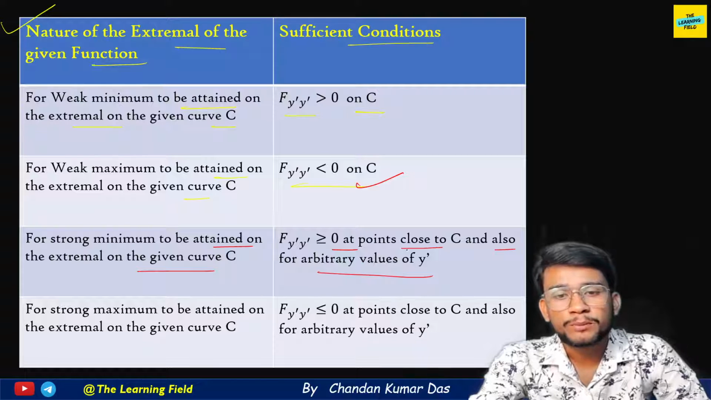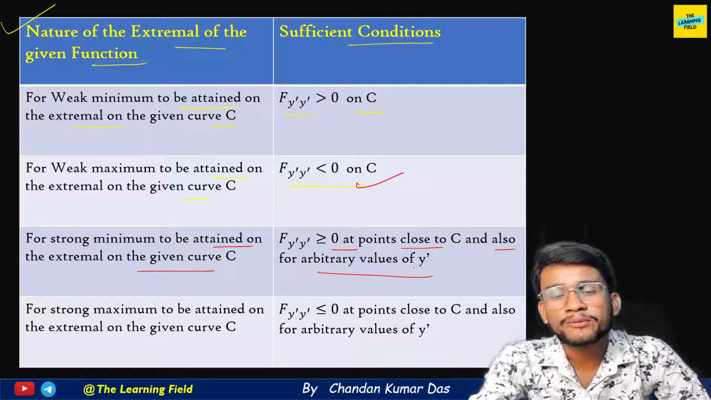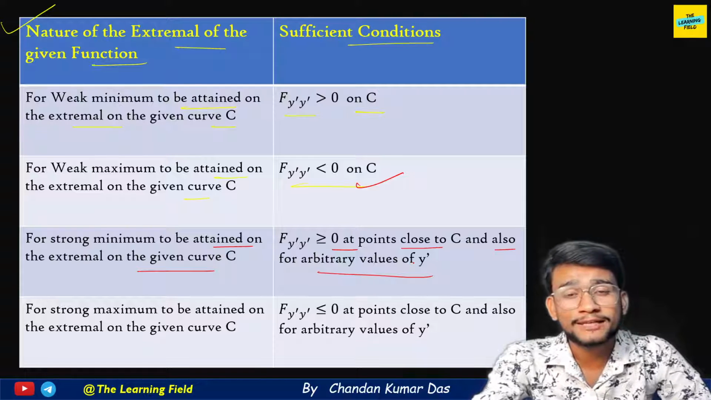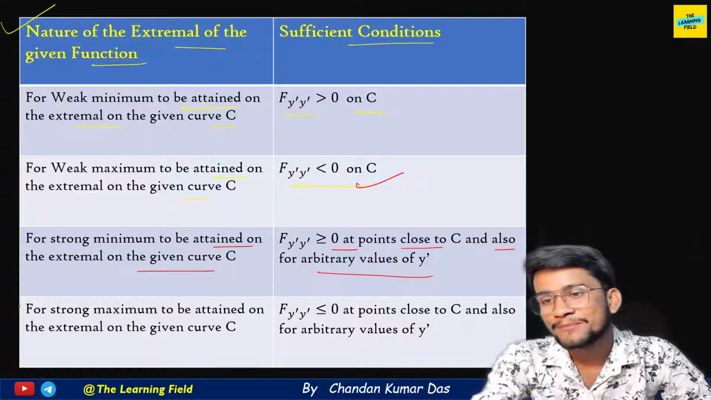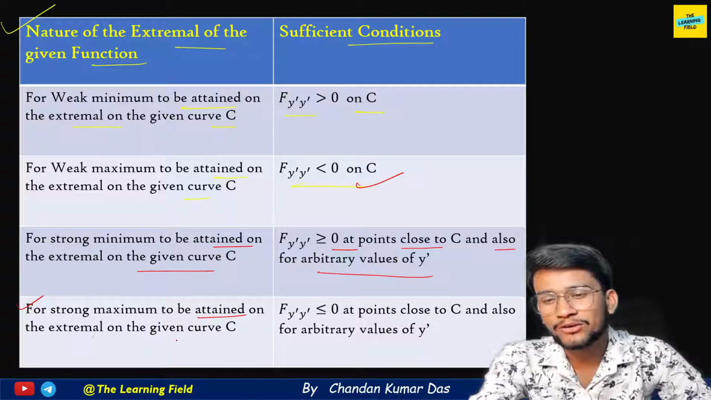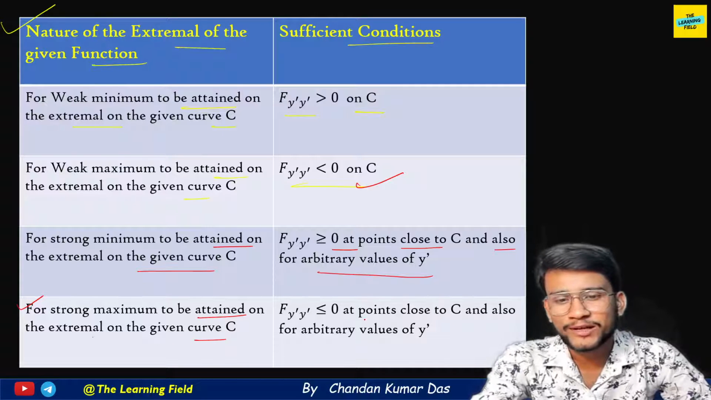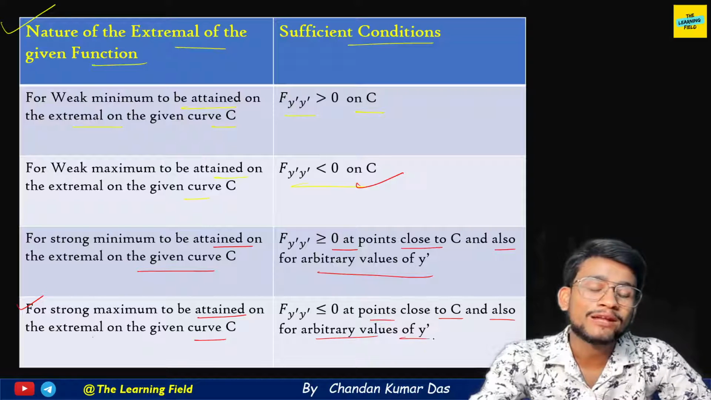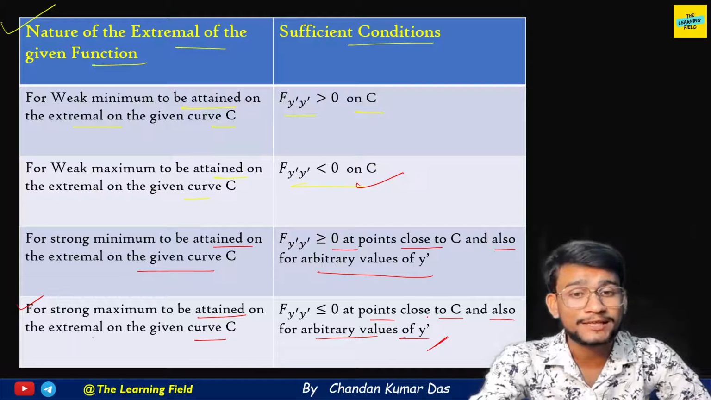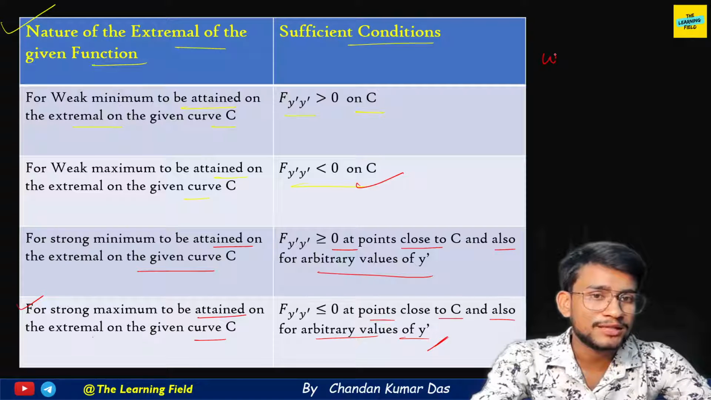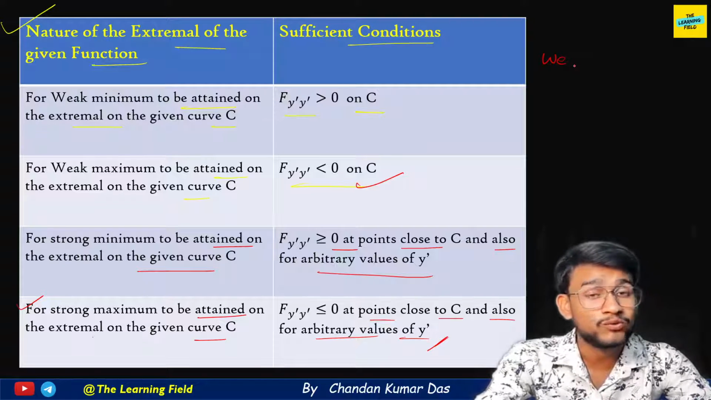Okay, so at points close to C and for arbitrary values of y', what is the meaning of these two lines? Wait a little, okay, you will get the meaning of these two lines. And for a strong maximum to be attained on the extremal on the given curve C, f_y'y' is less than 0 at points close to C and also for arbitrary values of y'. So this line has a meaning. We will learn the meaning of these two lines in the next condition, that is, the Weierstrass condition.